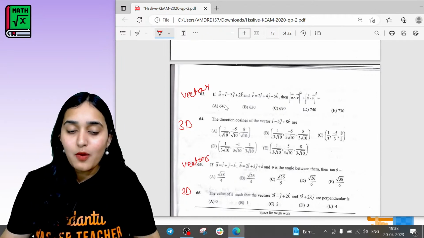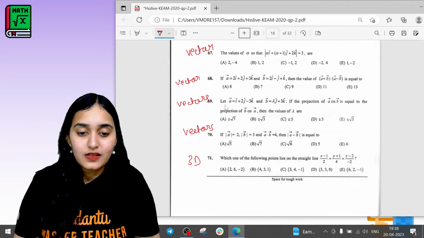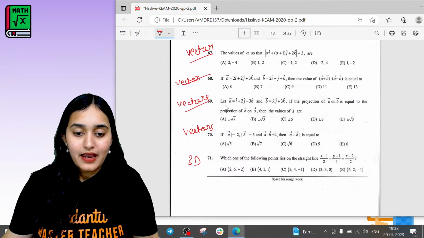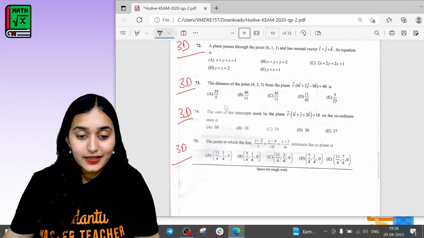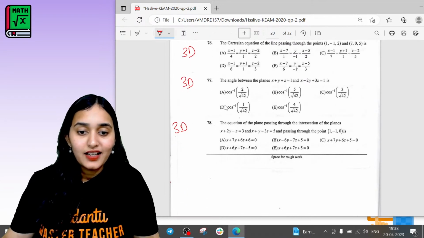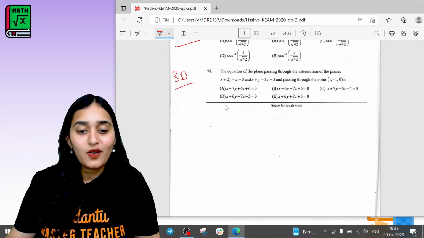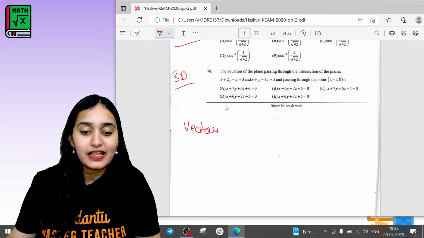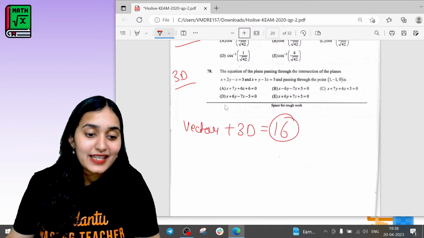So, let's count how many questions. Vector 3D, 4 questions. 5, 6, 7, 8, 9, 10, 11, 12, 13, 14, 15, 16. Oh my god. Vectors and 3D combined are 16 questions.